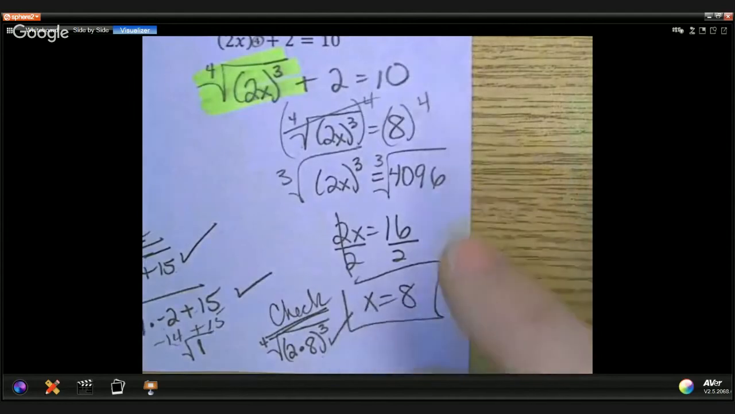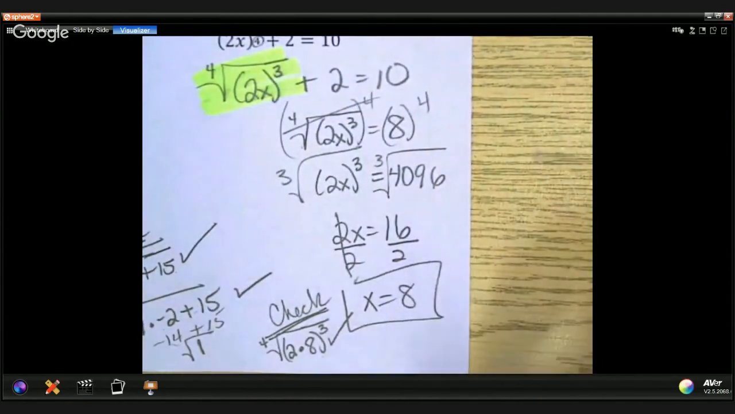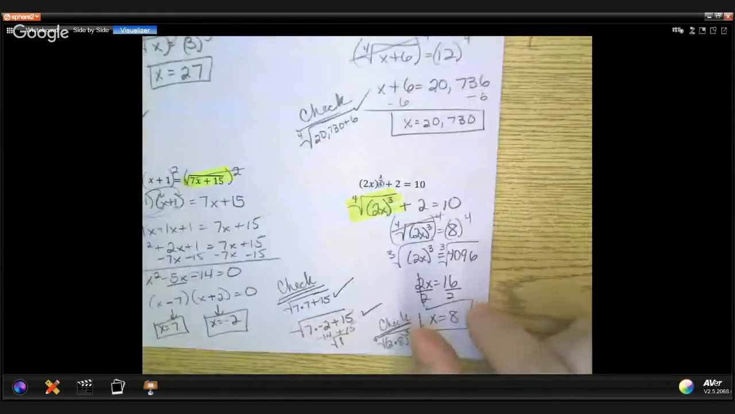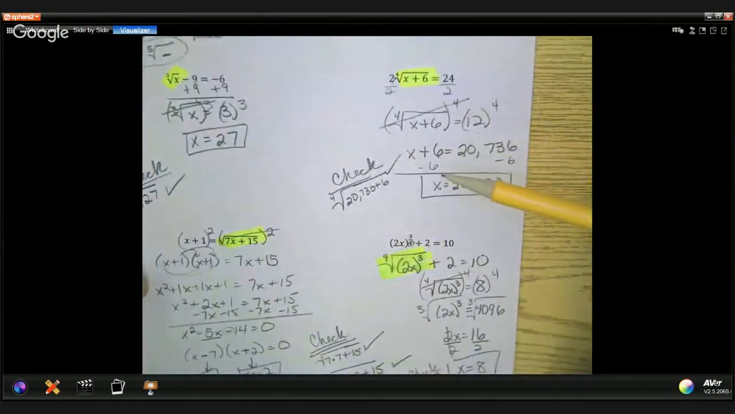So remember, after you do each problem, you have to plug it into the radical to check to see if it works. I promise you there will be some that don't work. We just happen to not have any examples of that. Okay, but you move the things that are not touching the radical. You get rid of the radical by raising it to the power of whatever the root is, and then you solve and check your answer.